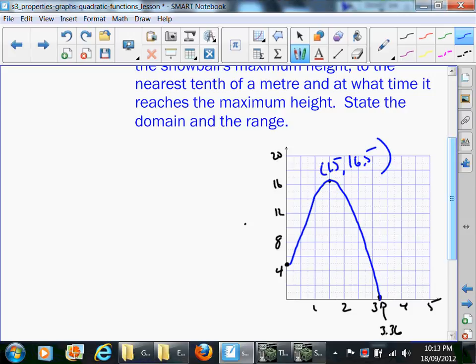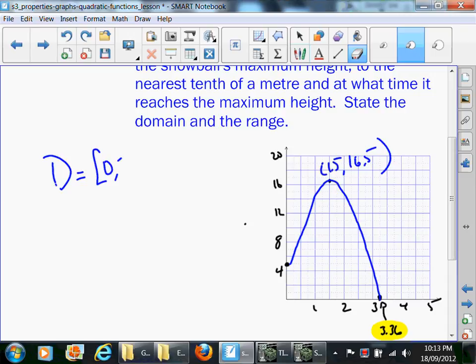So now, state the domain and range. The domain are the possible times. In this case, because we're not talking about an equation, we're talking about a situation, the time starts at 0 and it goes to when the snowball hits the ground. The snowball hits the ground at 3.36 seconds. So the domain is from 0 to 3.36 seconds. And I suppose if we're going to write that to one decimal place, that would be 3.4 seconds.